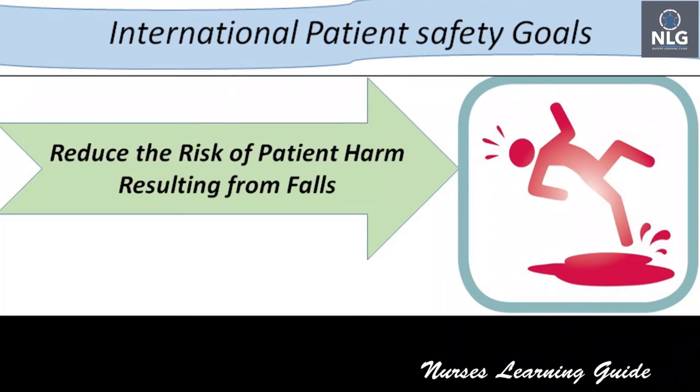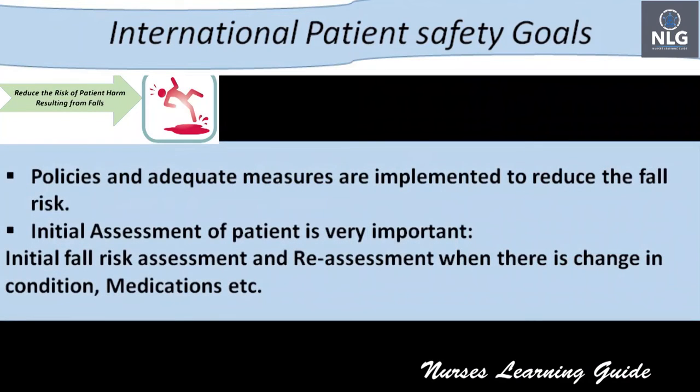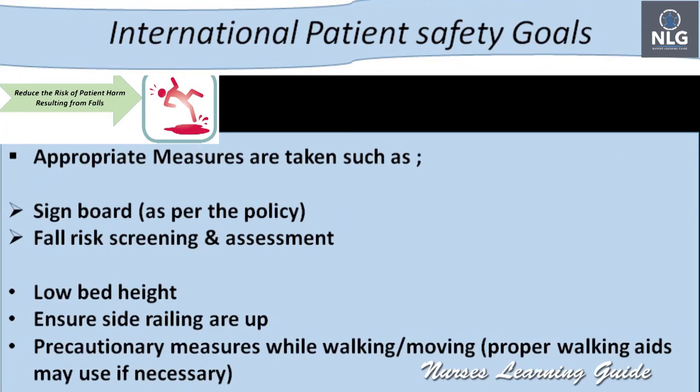The next one is to reduce the risk of patient harm resulting from falls. As you all know, policies and adequate measures are implemented to reduce the fall risk. Initial assessment of the patient is very important. This plays an important role as well. So you need to assess the patient properly in the initial stage. We need to reassess the patient. Reassessment should be done when there are changes in condition, like post-anesthesia or post-cardiac arrest, for example. We need to use the proper fall risk screening and the fall risk assessment scale while reassessing the patients.